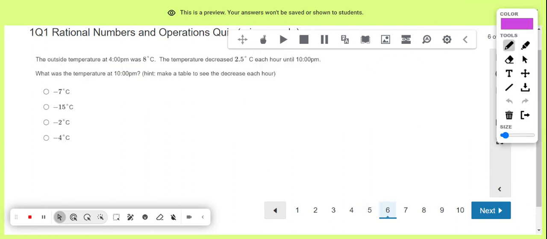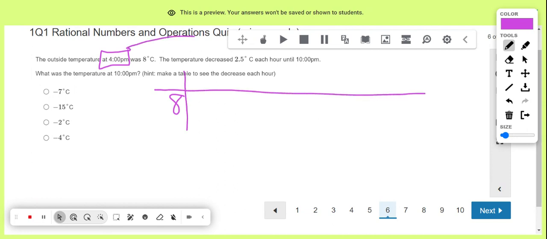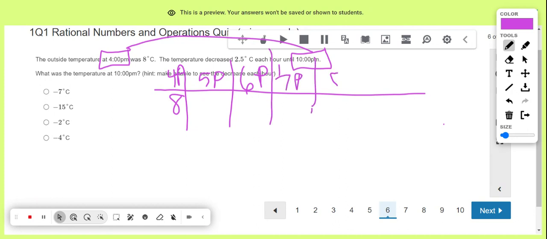So number 6, mapping things out with a visual can help you out a little bit. So it looks like the temperature is 4 p.m. and it started at 8 degrees Celsius. So it started at 8, and then it went to 10 p.m. So this is 4 p.m., 5 p.m., 6 p.m. Just mapping it out can help you keep track of how many hours we were talking about.